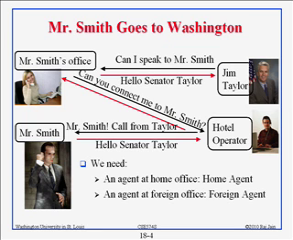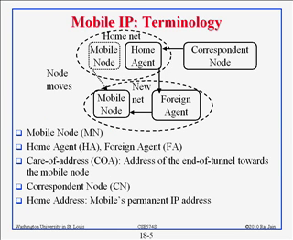The hotel operator is what we call the foreign agent, and the home operator is what we call the home agent. This is the correspondent node, and this is the mobile node. So that's the terminology we use in mobile IP. The correspondent node sends the packets to the home address, and the home agent picks up those packets and sends them to the foreign agent, who sends them to the mobile node. As the mobile node goes to some other place, it picks up another foreign agent and tells the home agent, I'm here.